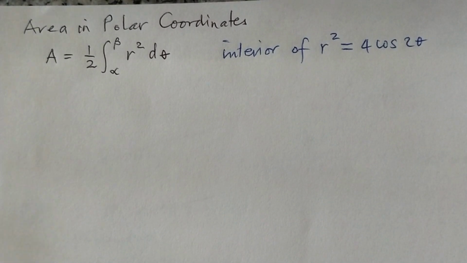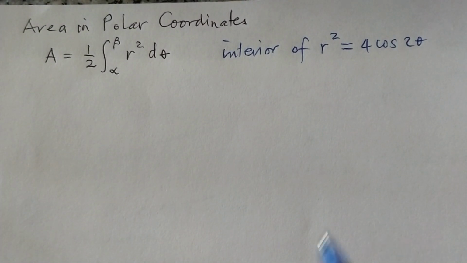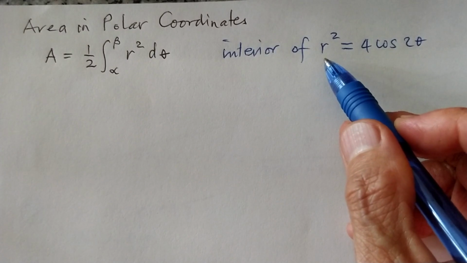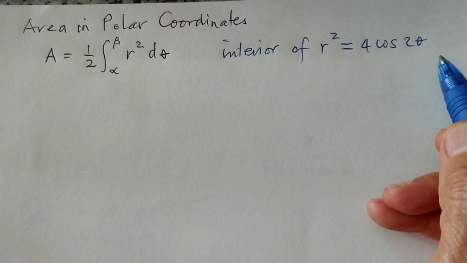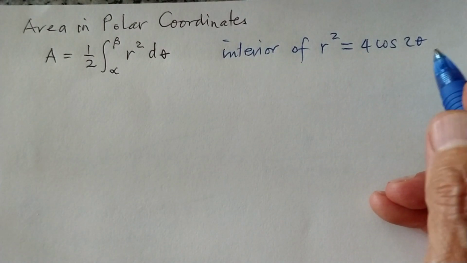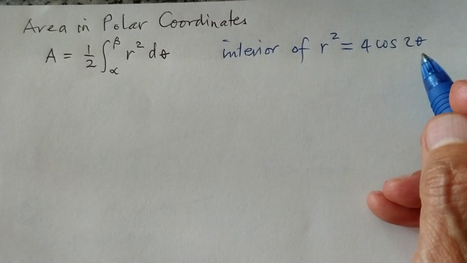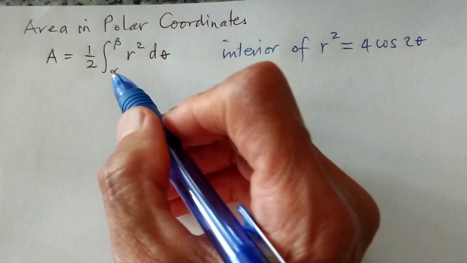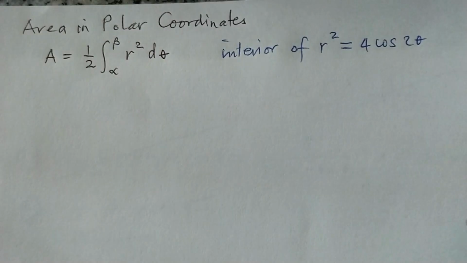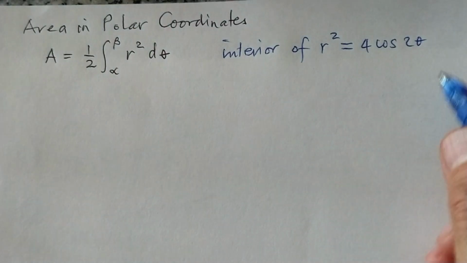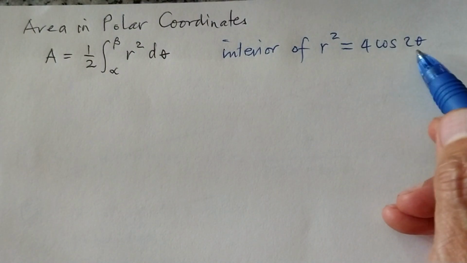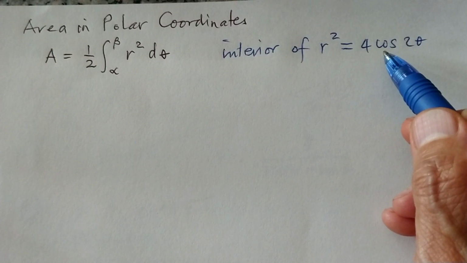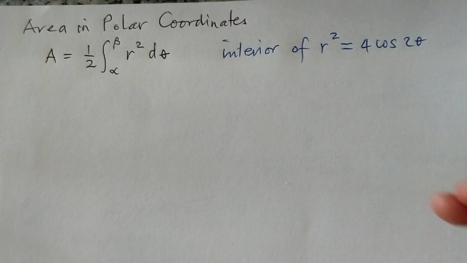We want to find the area in the interior of the polar graph r squared is equal to 4 cosine 2 theta. So we need to graph this first to be able to determine our alpha and beta, or the limits of the integral. Because this is in terms of cosine, we know that the graph will be symmetric with respect to the polar axis.